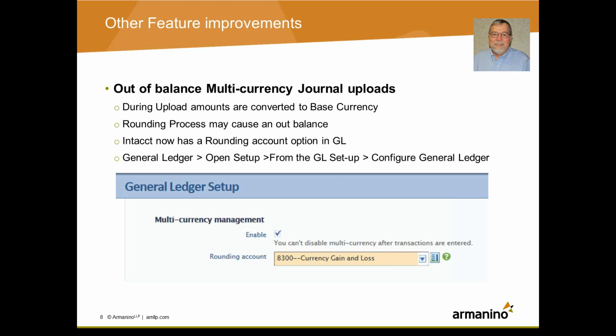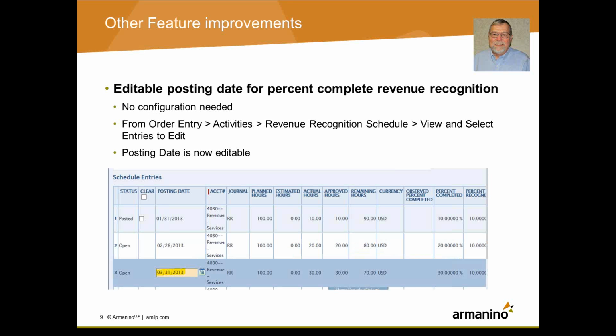So Intacct has now made available a rounding account option in the general ledger, and the way you access that is from the general ledger. You open Setup, and then from the GL Setup option, you go into Configure General Ledger, and then there's a multi-currency management feature that's been there all along. It would have been enabled for you to use that. And then there's now a new rounding account drop-down box, and you would go in and select the account that you want to use. Move to the next slide.